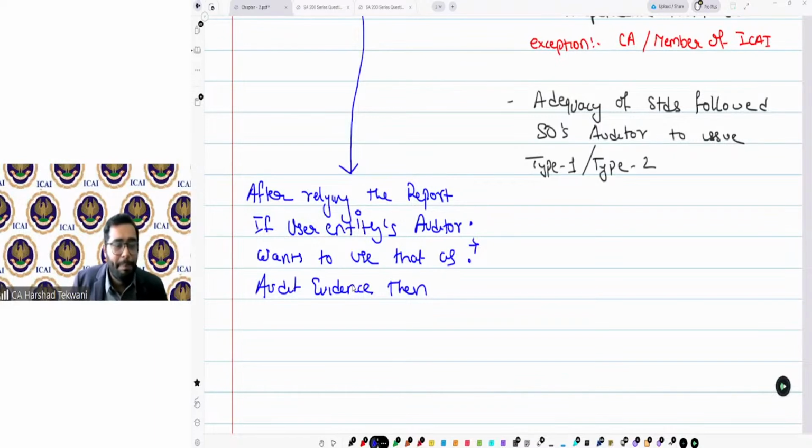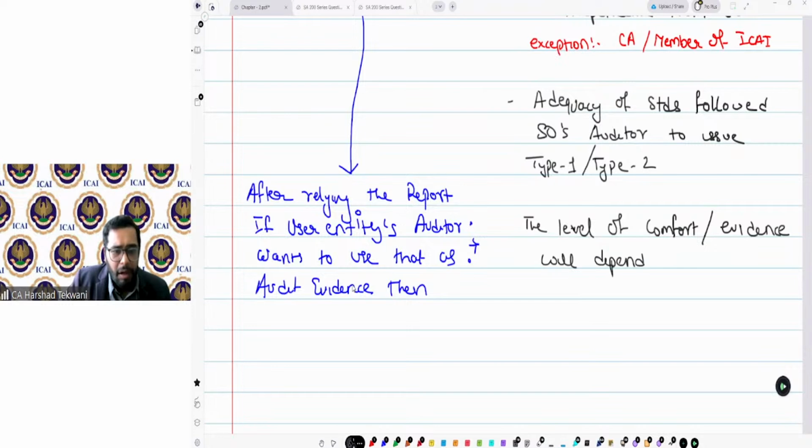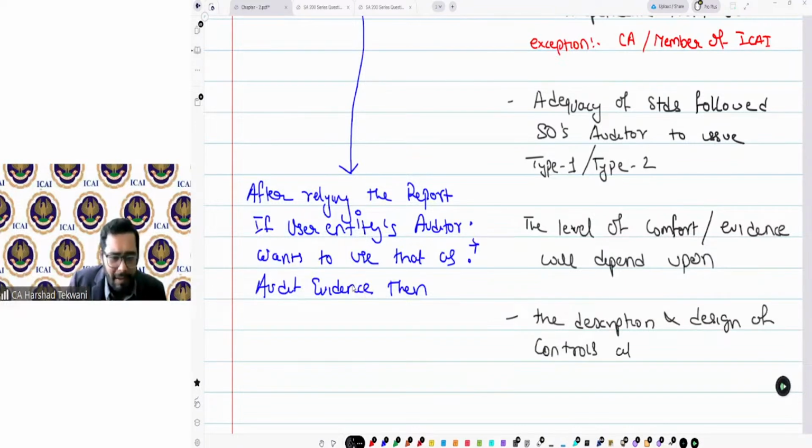Now, the level of comfort or evidence will depend upon the description and design of controls at the service organization. The description and design of controls at the service organization.